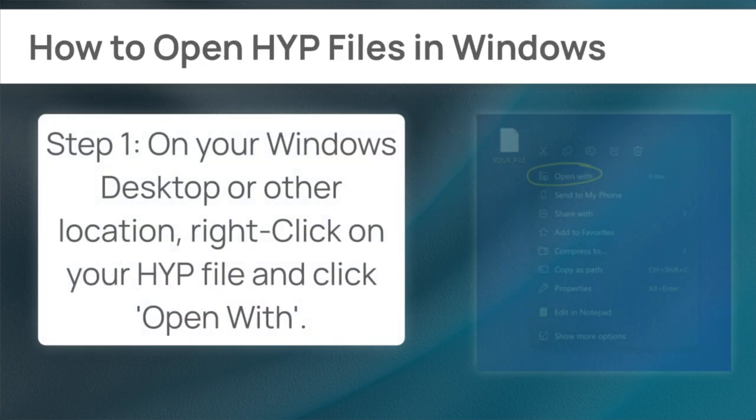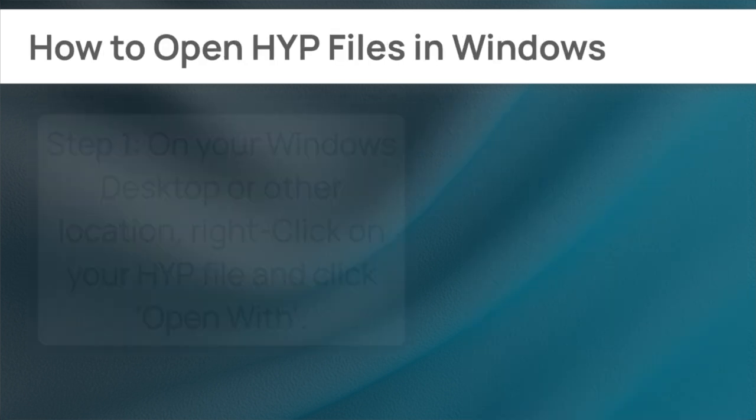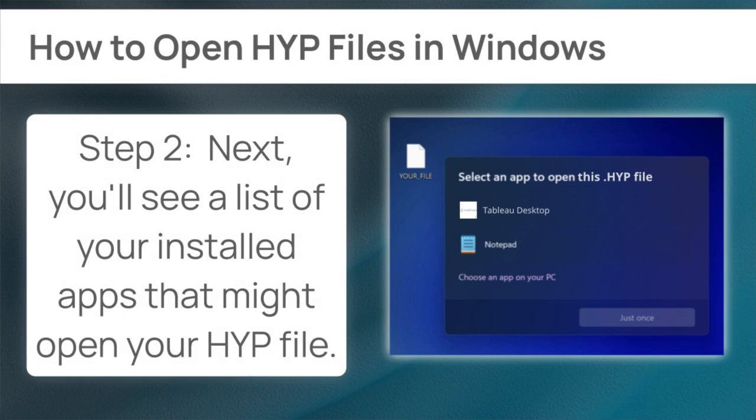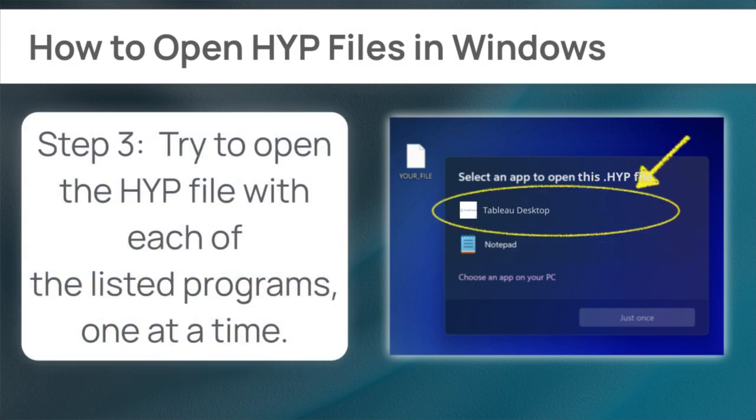Your first move is to test all possible decoders. Right-click your HYP file and choose Open With. Use Tableau Desktop if it is installed. If it's missing, select another program. Testing is the quickest diagnostic method.